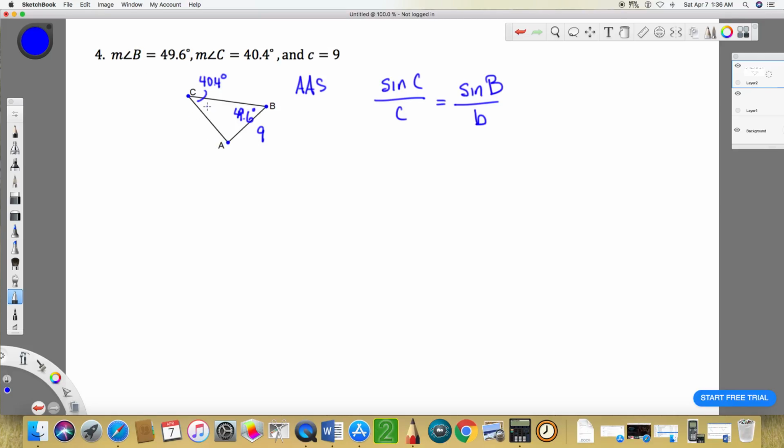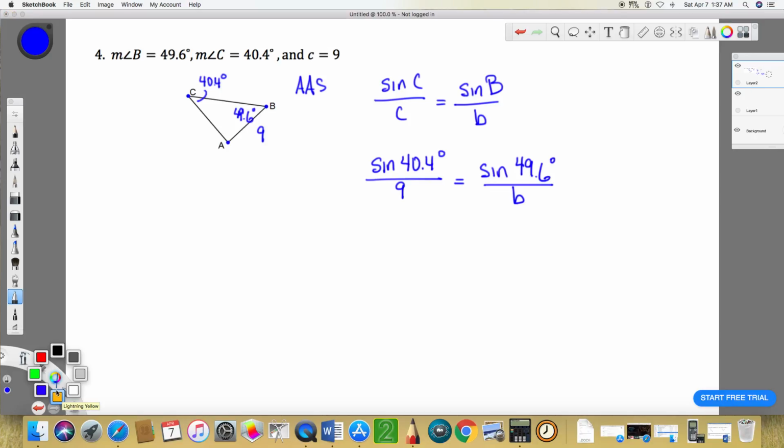Now, I wanted to choose the b's because I have one of the b's, I have the angle. I don't know anything about the measure of angle A or the length of a, so I have to start with the b first. So I've got the sine of 40.4 degrees over the length of c, which is 9. I have the sine of angle B, 49.6 degrees, and now we can find the length of b.